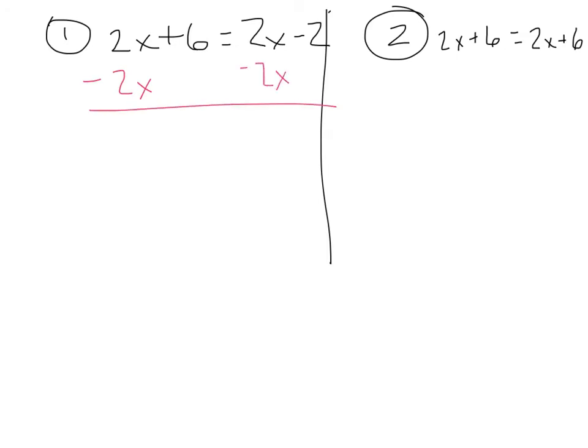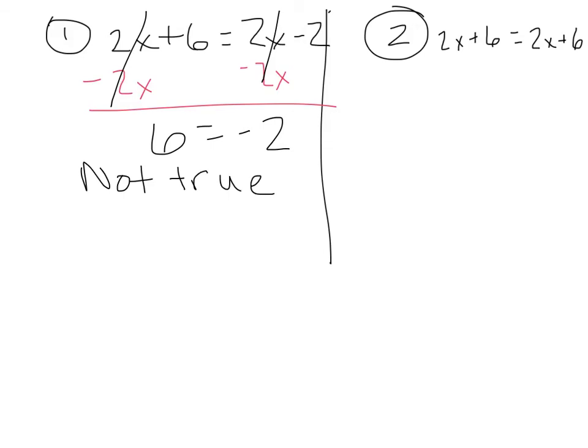And when I simplify that, I'm going to end up with the 2x's canceling out on both sides. I'm left with 6 equals negative 2. So this is not true. When your variables cancel out and it is not true, it means there is no solution.